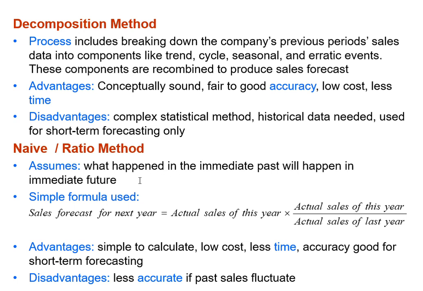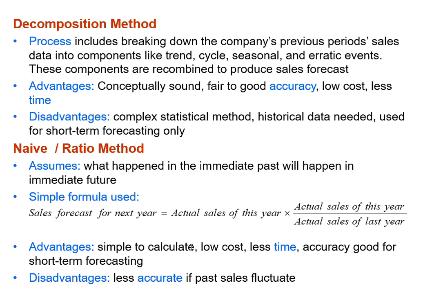Ratio method is next. This is a very important method because what happened in the immediate past will happen in the immediate future. It is a simple formula: sales forecast for the next year is the actual sales of this year multiplied by the actual sales of this year divided by the actual sales of the last year. On the basis of that, we are able to find what happened in the immediate past will happen in the immediate future.